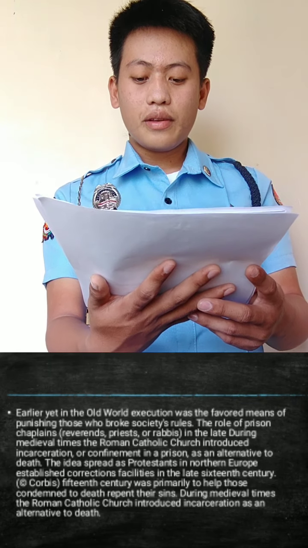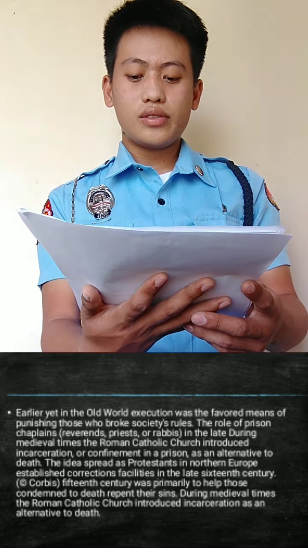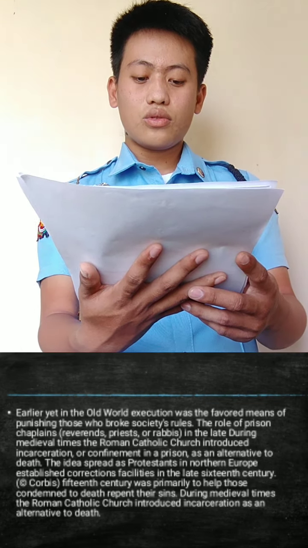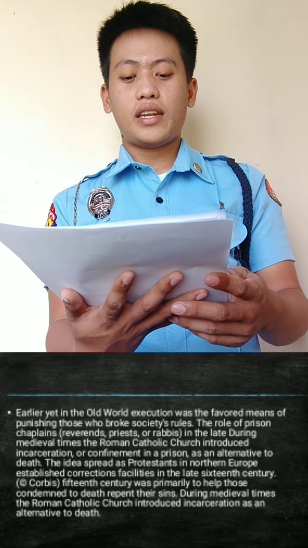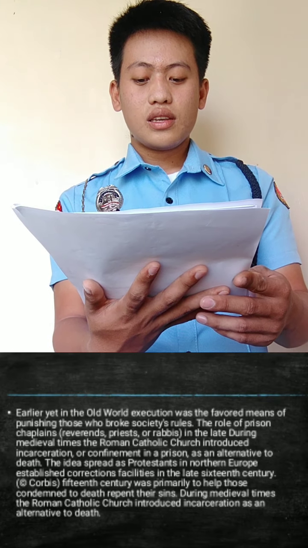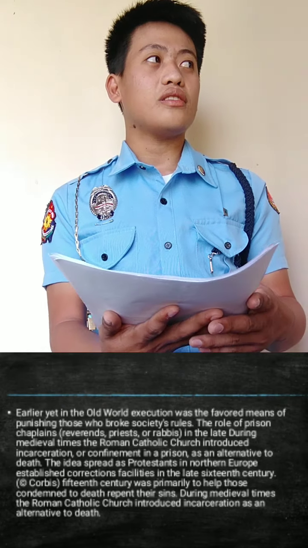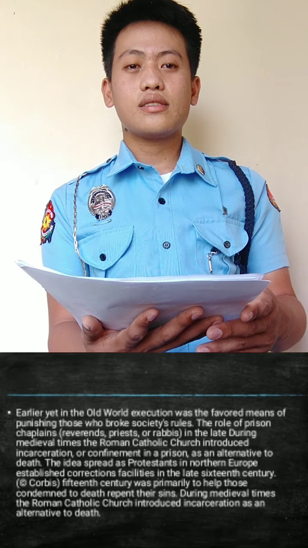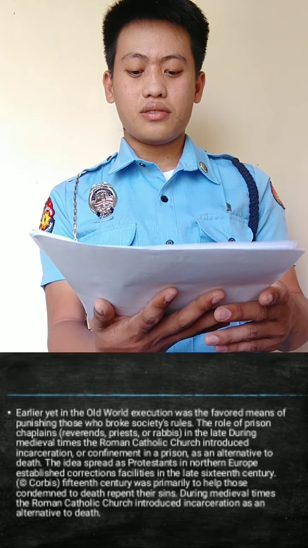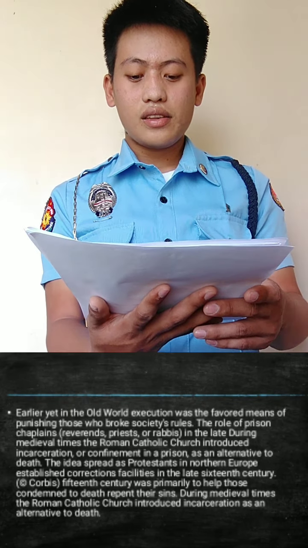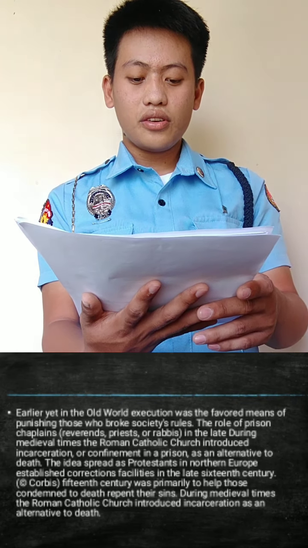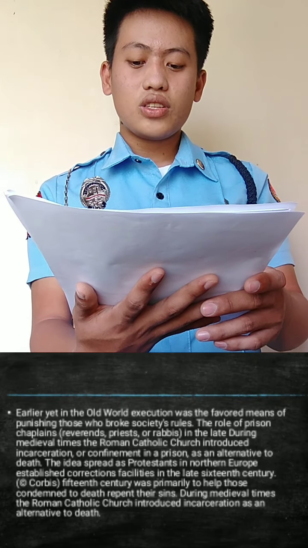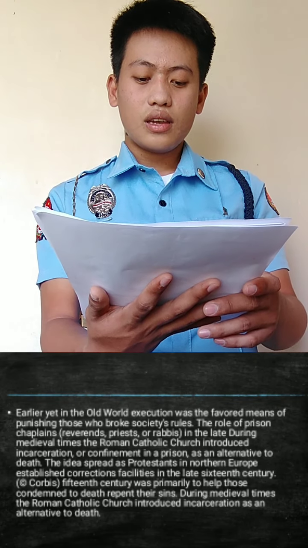In late medieval times, the Roman Catholic Church introduced incarceration or confinement as a prison as the alternative to death. So the idea of the church is that when you get prison, a prisoner is more like a dead person. The idea spread. The Protestants in Northern Europe established correction facilities in the late 16th century.